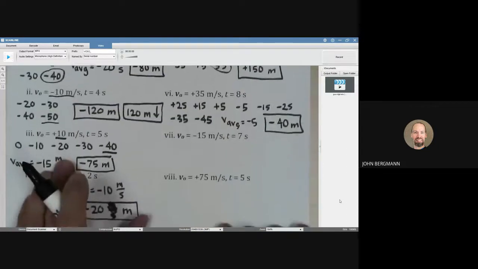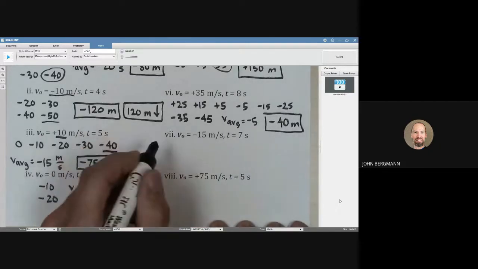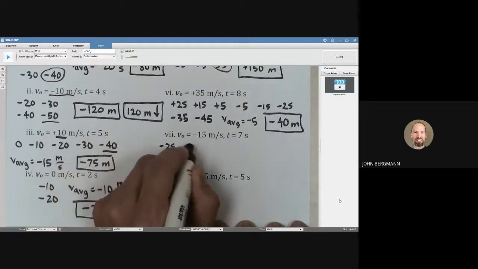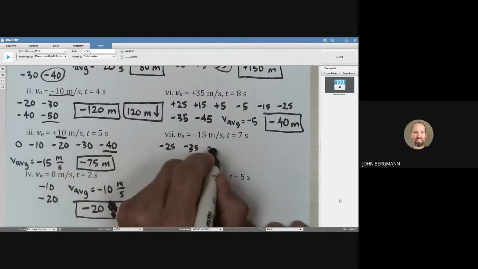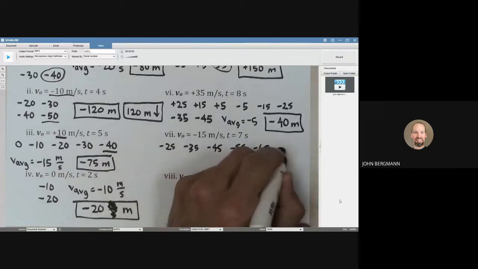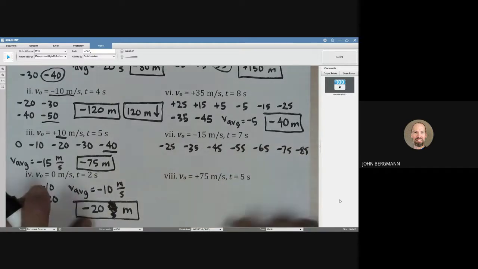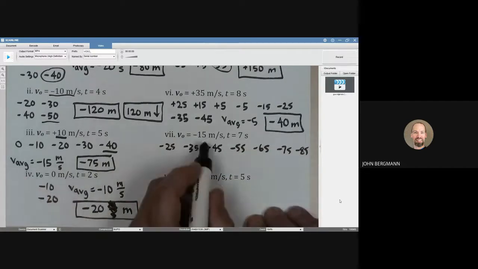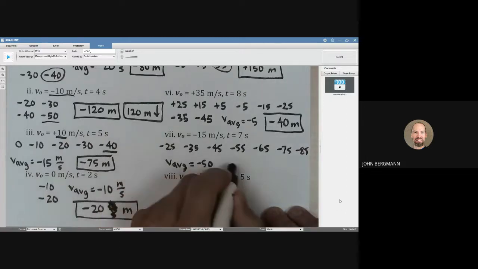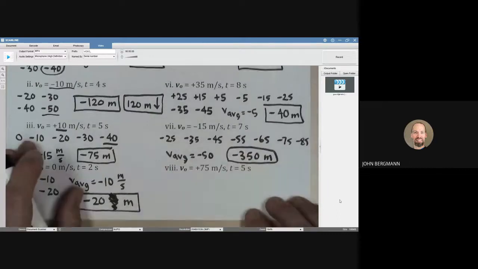All right, 2 more. We got to hustle here. Throwing downward at 15 meters per second for 7 seconds. 1 second. 2 seconds. I'm counting the speed here. 3 seconds. 4 seconds. 5 seconds. 6 seconds. 7 seconds. After 7 seconds, it's going negative 85. It was going negative 15. What's the average? Negative 50. Displacement, 350 meters down.